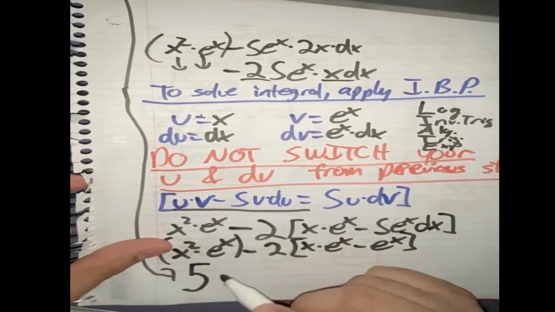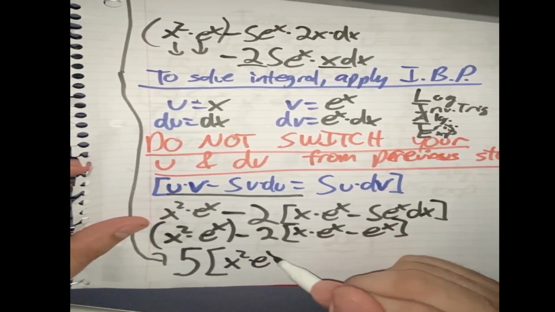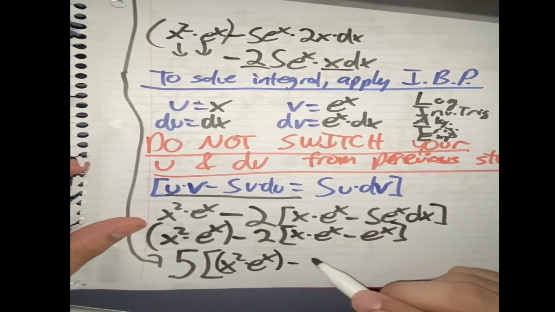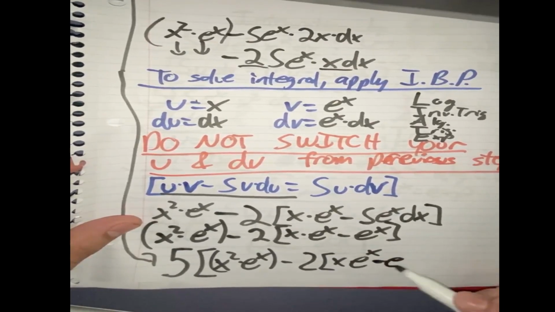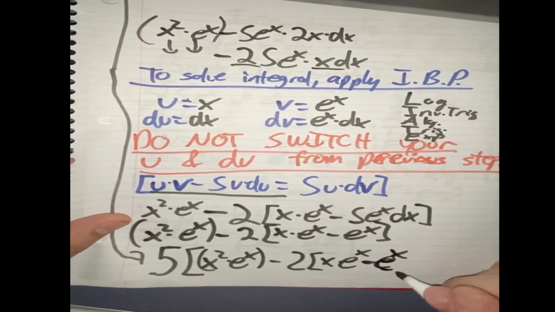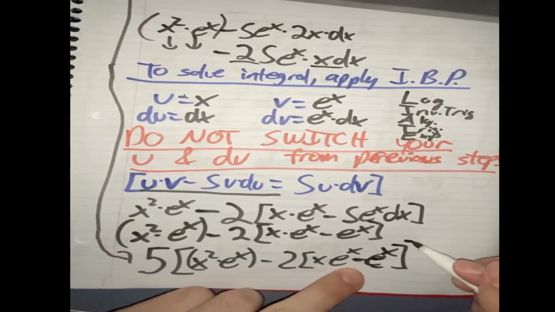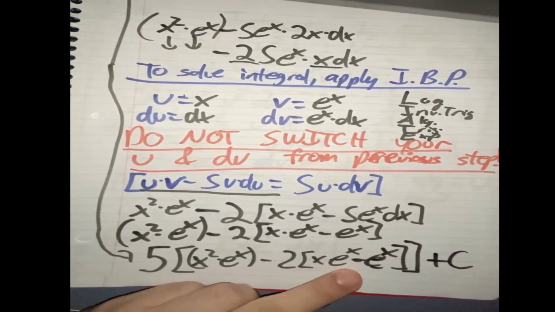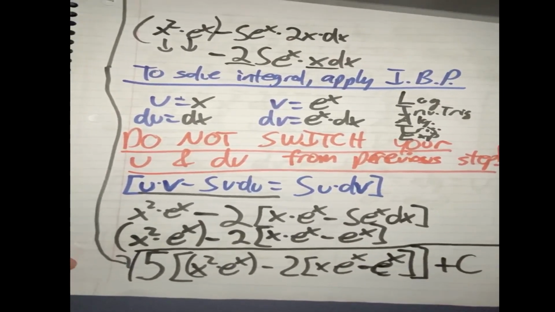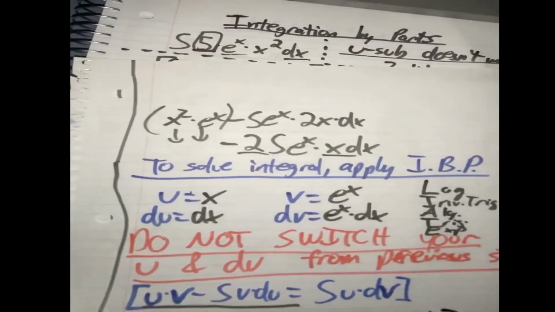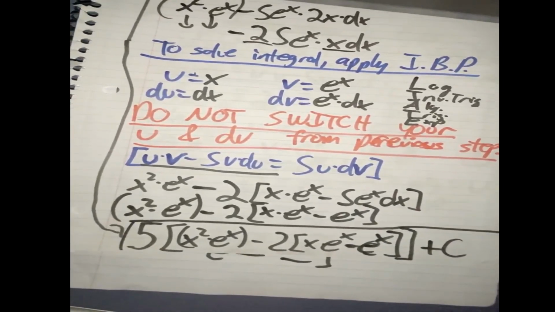So 5 brackets, x squared times e to the x minus 2 parentheses e to the x minus e to the x. And you could factor if you want to. I'm not going to. Make sure your brackets are consistent, or your parentheses are consistent. And at the end, don't forget to add a C. So don't forget about your constant. Just pull it out because it makes the integrating a lot easier, but don't forget to multiply it at the very end.